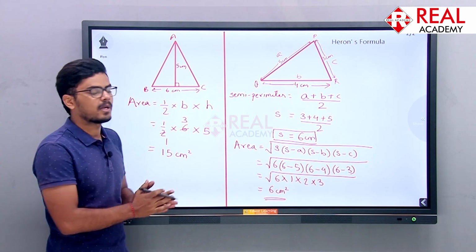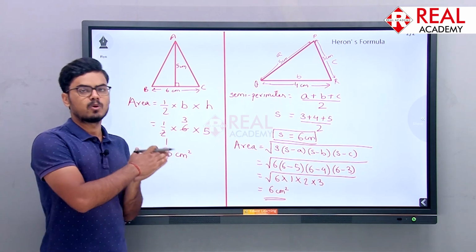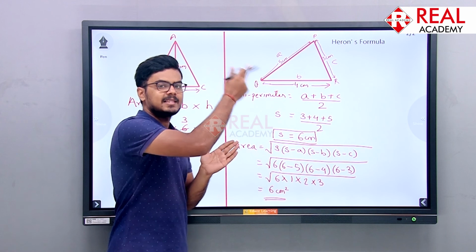This is Heron's formula to calculate the area of the triangle when we don't know the height of the triangle but we know the sides of the triangle.